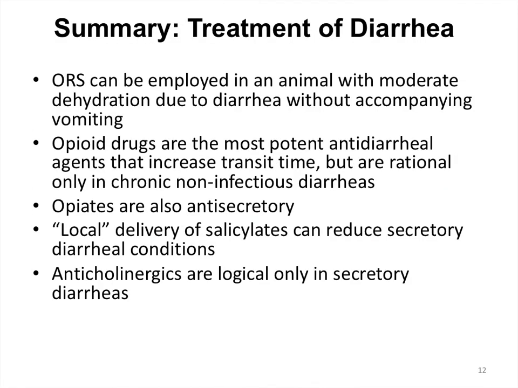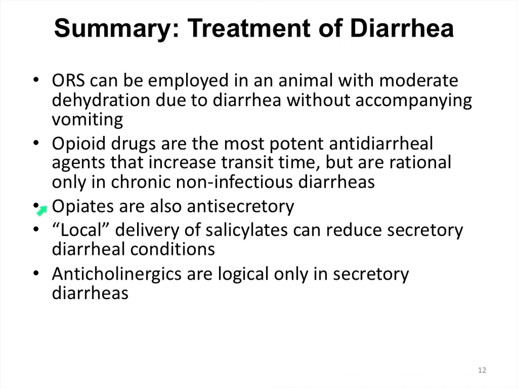So in summary, oral replacement solutions can be used in an animal with moderate dehydration, and this is usually when we have a diarrheal condition but no vomiting. Opioids are the most potent antidiarrheal agents that increase transit time and therefore increase reabsorption of water, but they're generally only rational when you do not have an obstruction and you do not have an infectious agent. So you can imagine that if you're increasing the time in which that infectious agent is in the GI tract, this could actually be a detrimental thing.